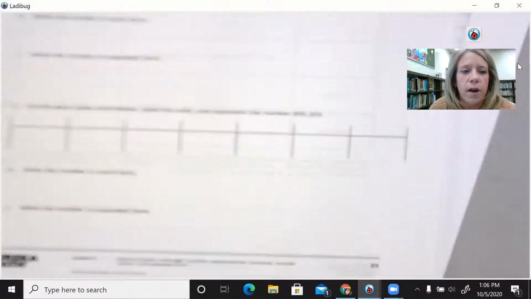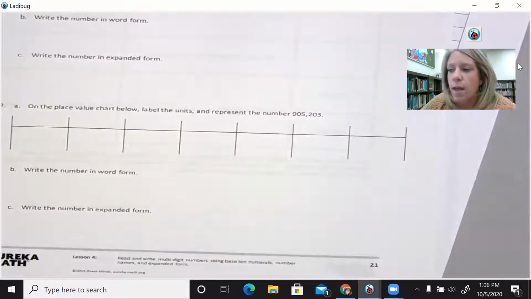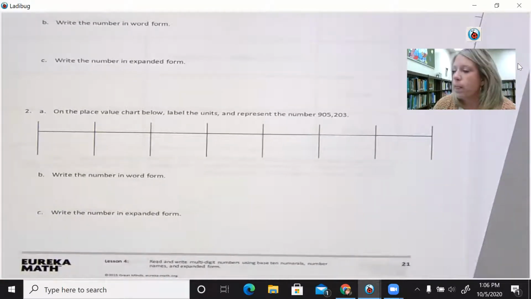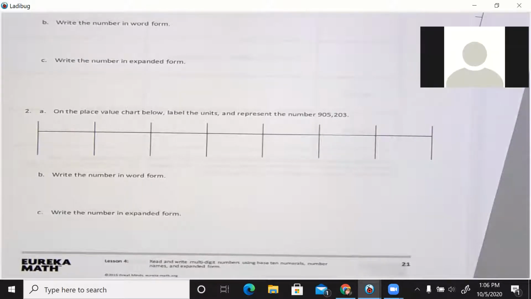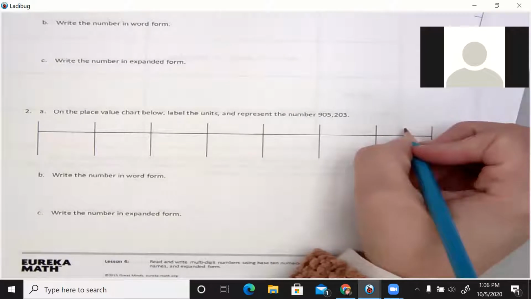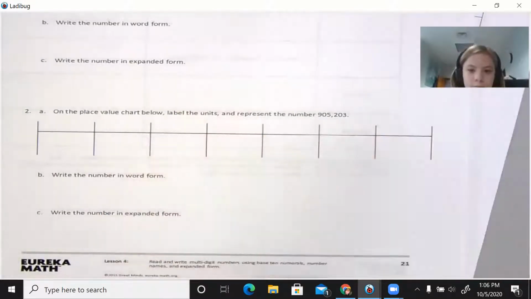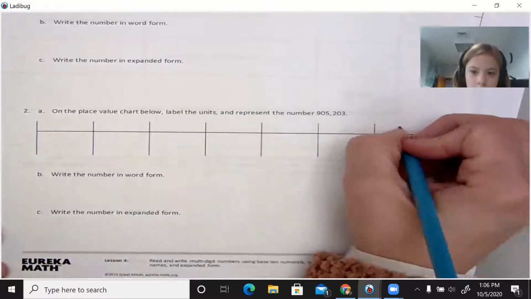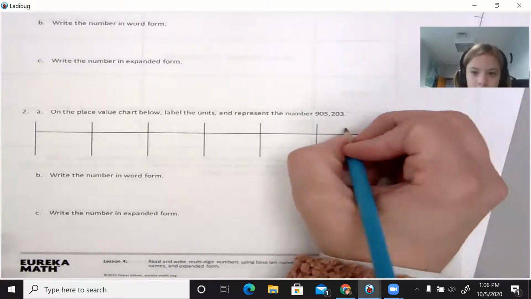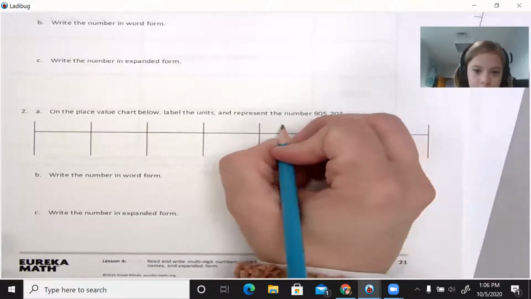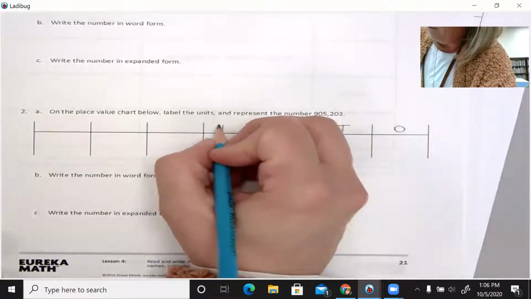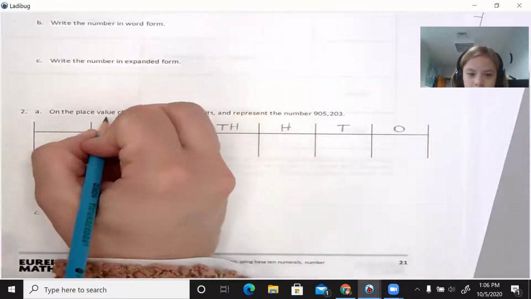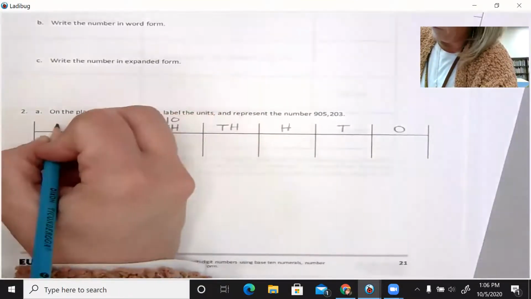Number 2 says, on the place value chart below, label the units and represent the number 905,203. Is there anyone who would like to unmute themselves and tell me what place value starts here, and then I'll work my way over? Ones. Thank you. And then? Tens. Hundreds. Thousands. 10,000s. 100,000s. Very good. And finally? Millions. Great job.